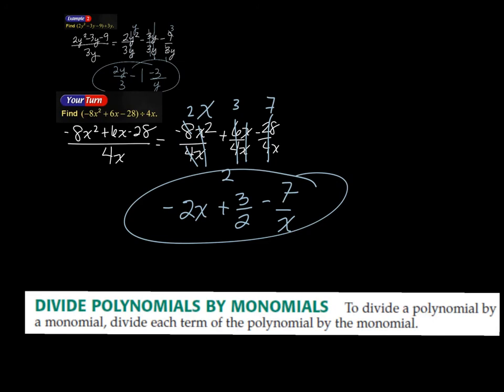So in summary, all we did to divide a polynomial by a monomial was divide each term of the polynomial by the monomial.